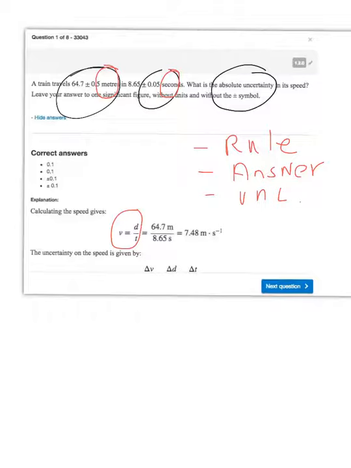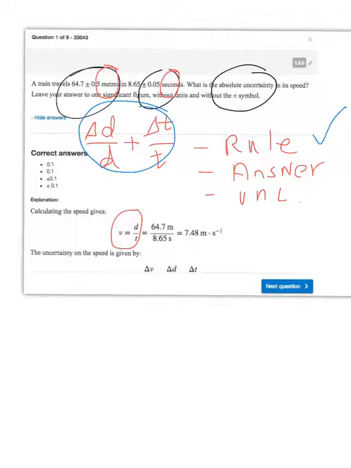So what is the rule? The rule when we're doing a division is that you must add the fractional or the percentage uncertainties. So you're going to use this relationship, delta D over D plus delta T over T. So that's your rule. Step 2, actually work out the answer.